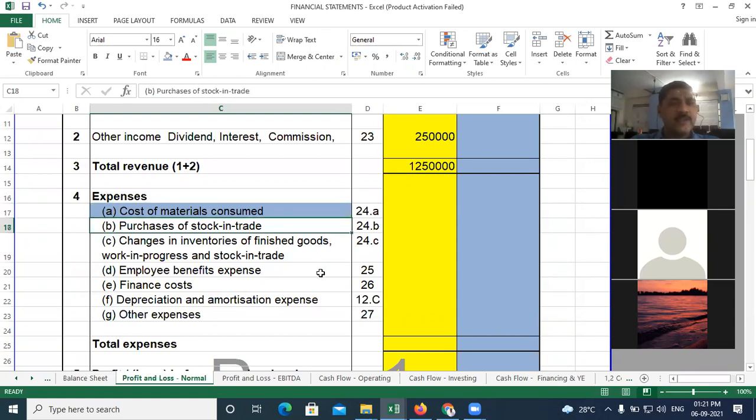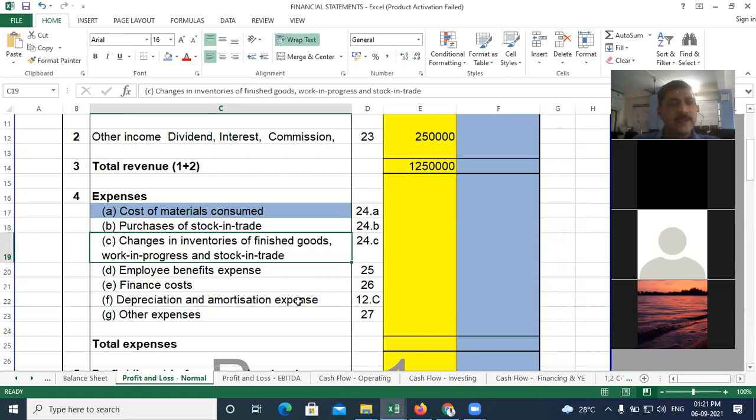Now we have the second part, purchase of stock in trade. There are some items that we are directly buying and directly selling. If you are directly buying and selling without making any alterations, changes, or upgradations, that item becomes your purchase of stock in trade. Whatever amount you have paid in one financial year for the material that you sell without alteration, that is your purchase of stock in trade.